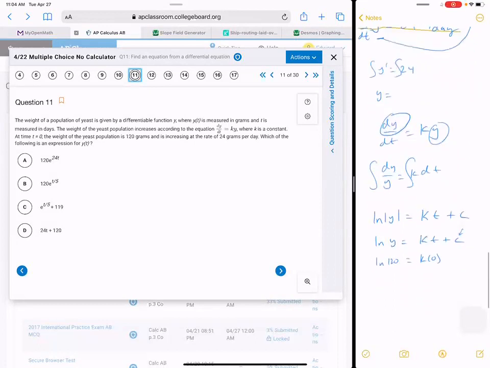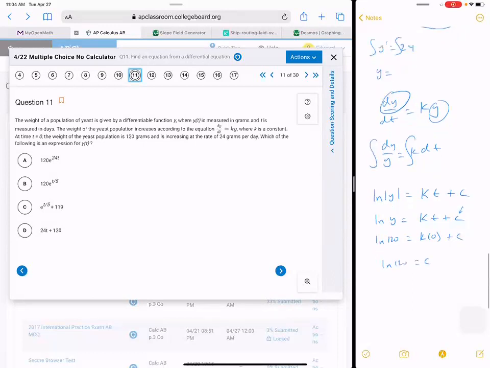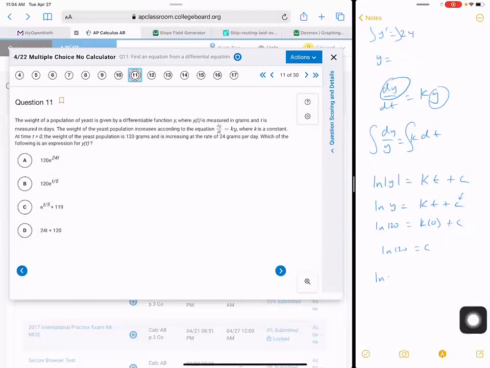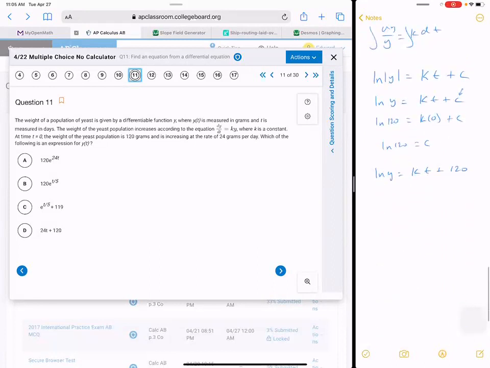Okay, so we have plus c. So c is equal to natural log of 120. Okay, we got that part. So natural log of y is equal to kt plus natural log of 120. What can we do with that? Let's go ahead and take e to both sides. When you take e, you have to remember that's all in the exponent position. So we have y is equal to e to the kt plus natural log of 120.